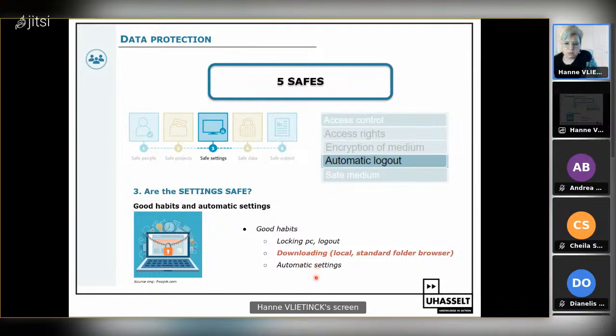What did I put there also? The standard download folder in the browser. I don't know what browsers you're using, but we're using the Chrome browser from Google. And in the settings, the standard download folder is local. But you can change that folder to a cloud folder, for example. So what we also suggest is to change that folder, so that when somebody is downloading data, it's not just stored locally on a computer.